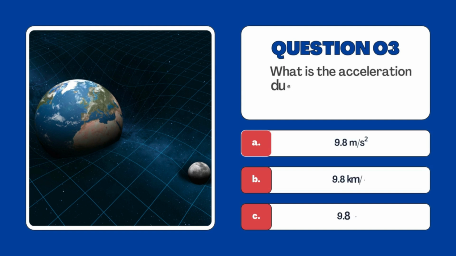Question 3. What is the acceleration due to gravity on Earth? A. 9.8 meter per second squared. B. 9.8 kilometer per second squared. C. 9.8 meter per second.